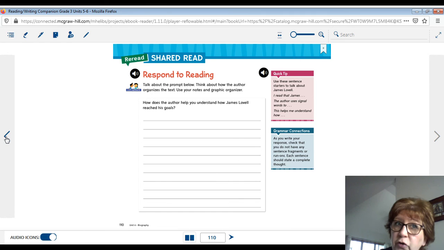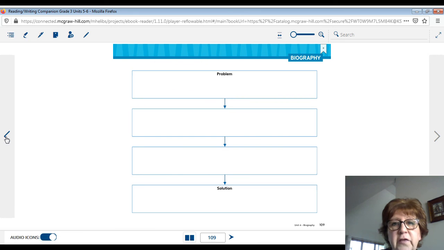Now remember, and you know this because you've been working on your biography projects, that this is a biography. It was the story of James Lovell. He is a real person, and it's told by another person. So that's the definition of biography. And it includes those text features that we've mentioned as well.